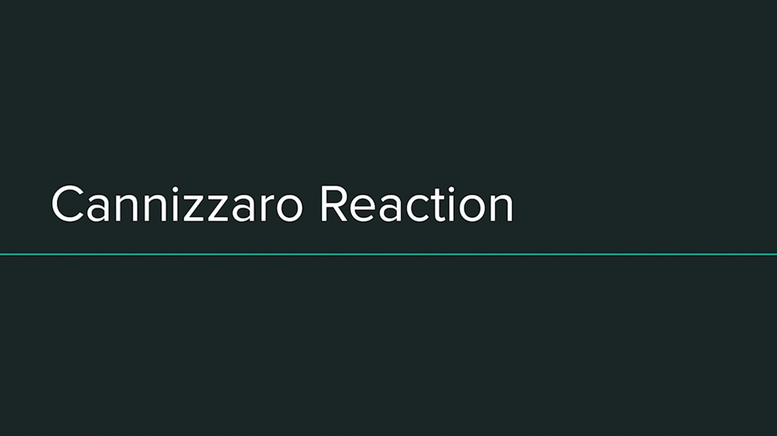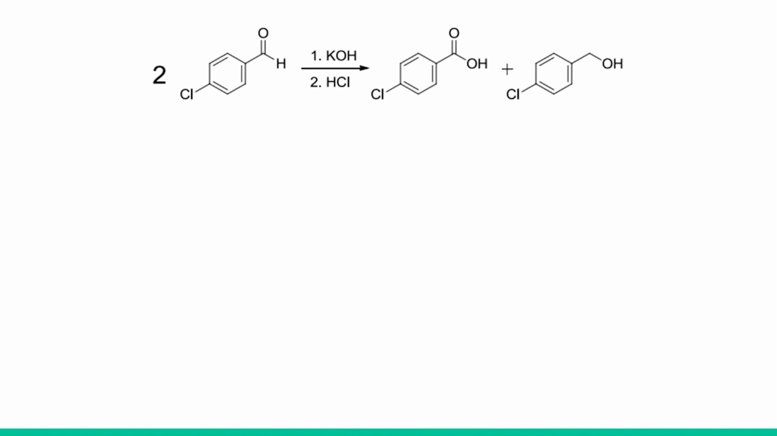Welcome to Cannizzaro reaction. In this video, I'll walk you through the reaction mechanism, the flow chart, how to do extractions, and then we'll do the whole experiment in lab. Let's begin with the balanced equation. We have 4-chlorobenzaldehyde reacting to make 4-chlorobenzoic acid and 4-chlorobenzyl alcohol.